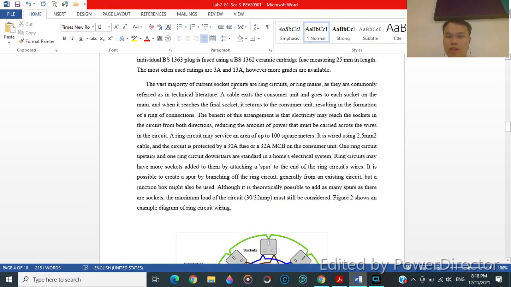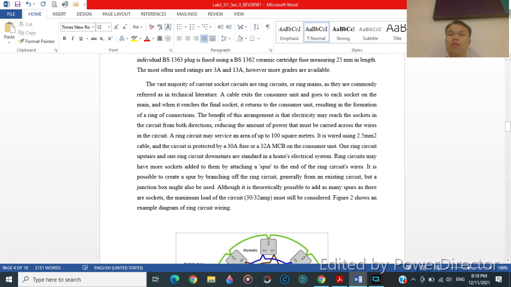So the vast majority of the current sockets nowadays are using ring circuits, because the cable will exit the consumer unit and go to each socket on the main, and when we reach the final socket, it returns to the consumer unit, resulting in the formation of a ring of connection.